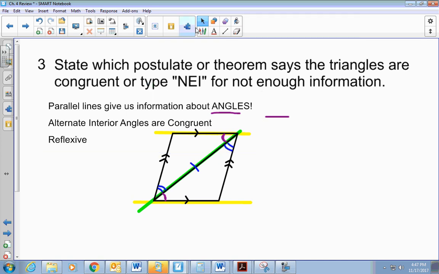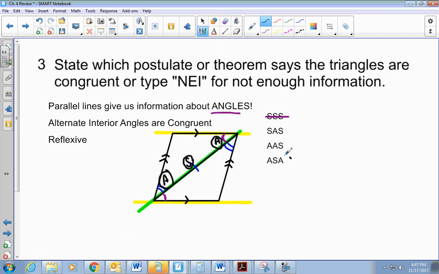Okay, so now let's do the walk around. We have our angle here. We have our congruent side, thank you, reflexive property, and we have our angle here. So these two triangles, if we look at our options, are congruent by angle, side, angle, boom, and none of the other two. Okay.